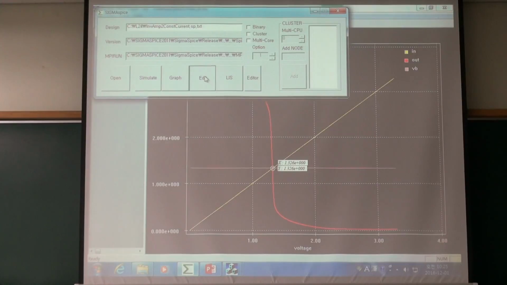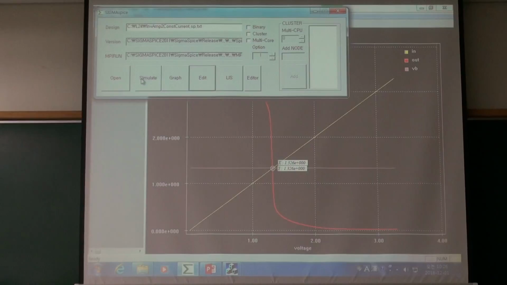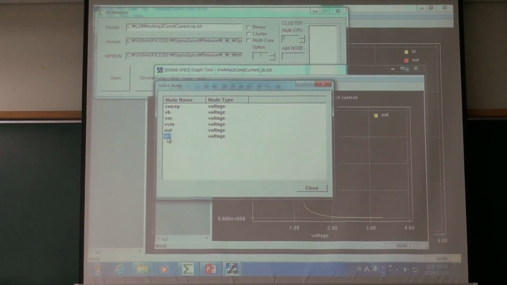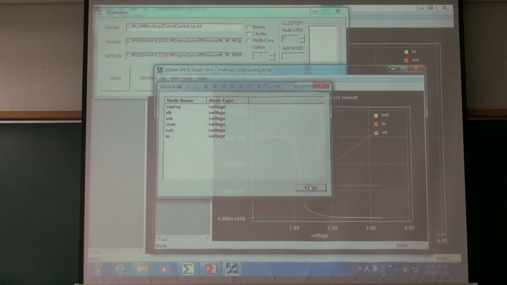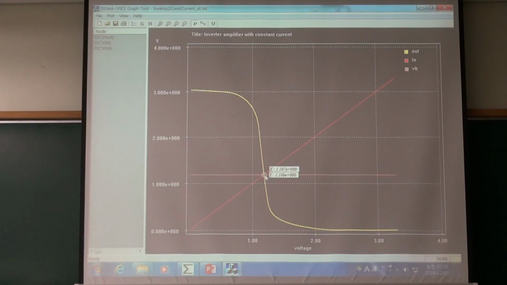Let's look at my netlist again. Do I have a problem? How come this doesn't change? 30. I thought I put 20. Oh. Okay, now what? Simulate. I have to look at out, in, VB. Did it change or not? Yeah, out. Yeah, it changed, right? My logic threshold is reduced slightly, 1.19, something like that, from 1.3.